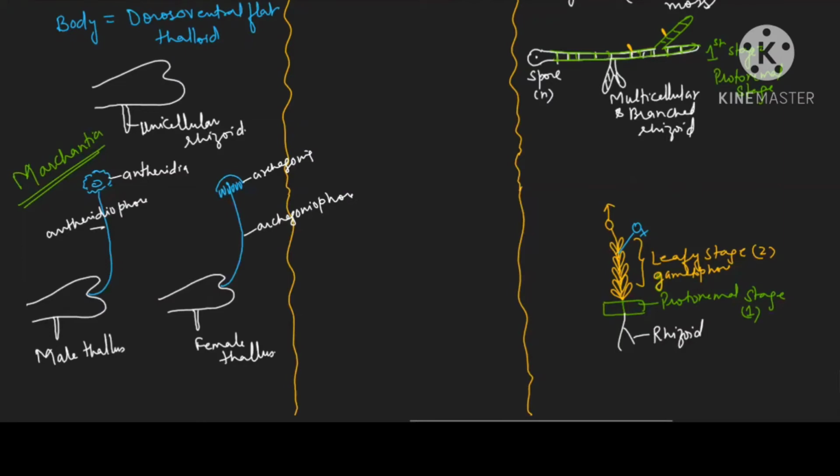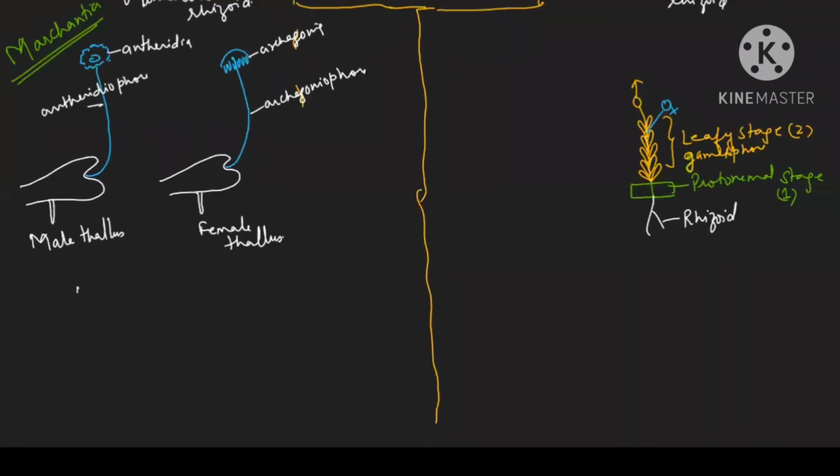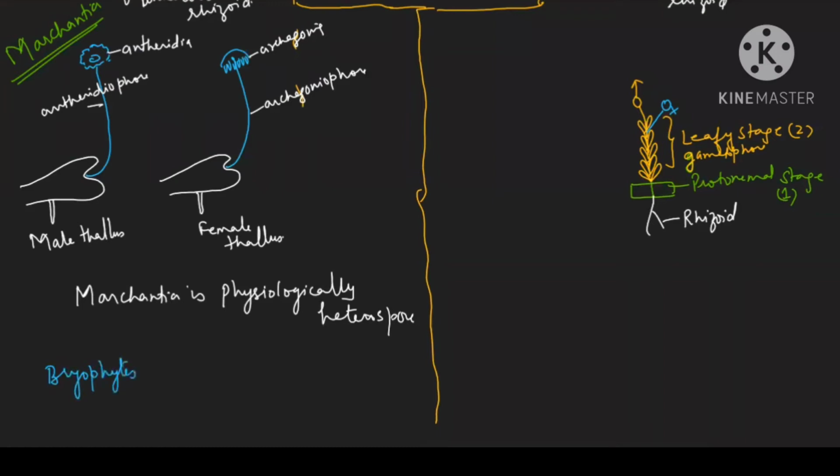Okay, let me write for you. So we will say Marchantia is showing physiologically heterospory. Please, it is not heterospore. Bryophytes are always homosporous. Please remember, don't confuse here. Bryophytes are homosporous. They are never heterosporous. Okay, this is a very important line.